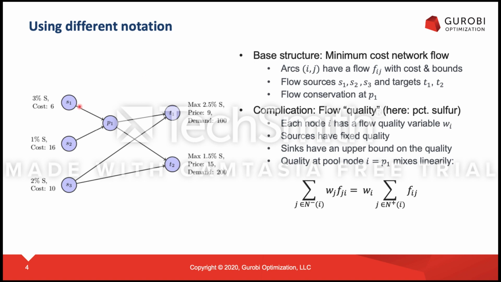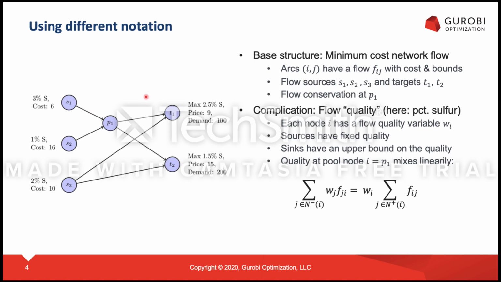So for every arc in the network, there's a flow variable designating how much flow, how much oil in this case, goes through this arc. There's also a cost. We have to buy some crude oil here, and some bounds. So if there's a physical pipeline, say, you cannot transfer an infinite amount of oil through it.